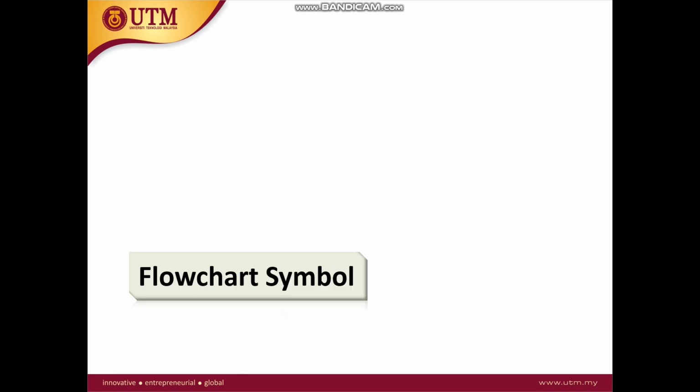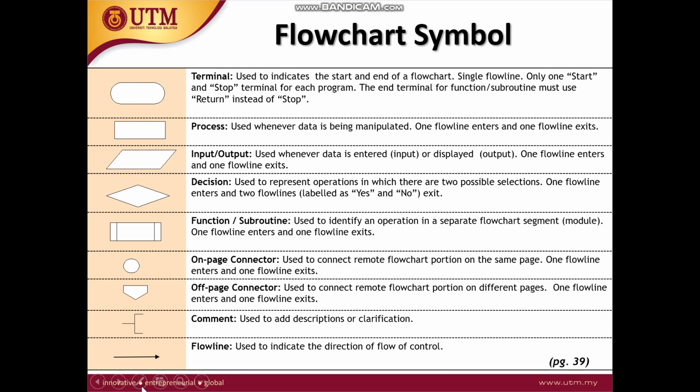So what are the flowchart symbols? Here we have some flowchart symbols. For example, this one is called terminal. It is used whenever you are starting a flowchart and stopping a flowchart. Every single flowchart must have a starting terminal and a stopping terminal.